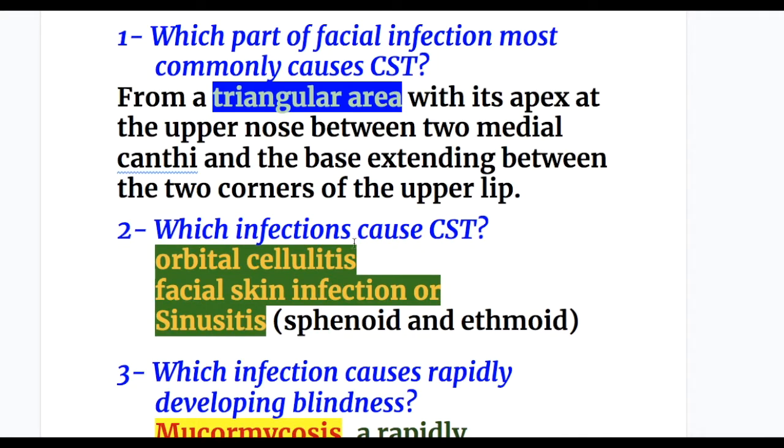Number 2, which infections cause cavernous sinus thrombosis? Number 1, orbital cellulitis. Number 2, facial skin infections. Or number 3, sinusitis from sphenoid or ethmoid sinusitis. These are the causes of infectious cavernous sinus thrombosis.